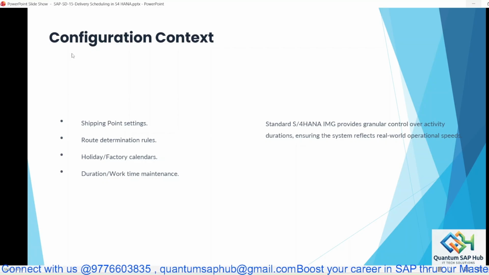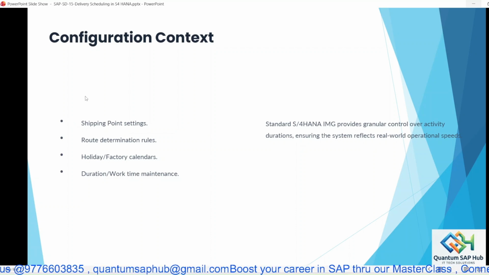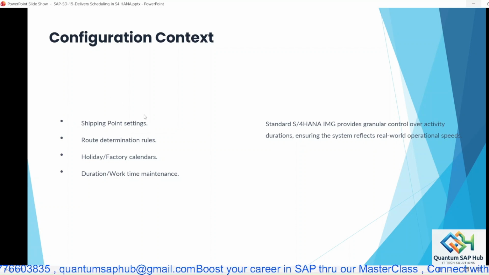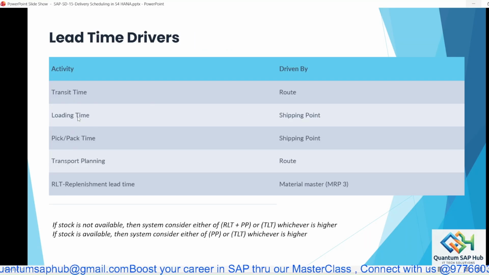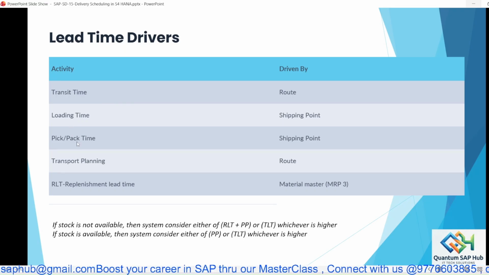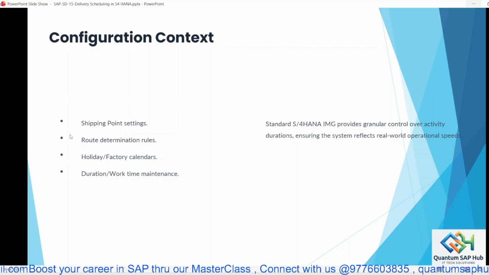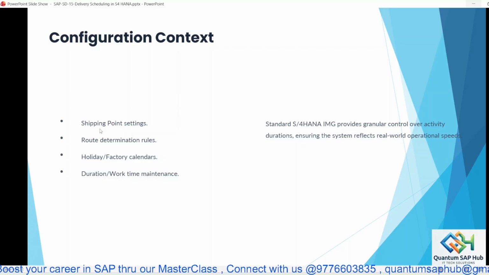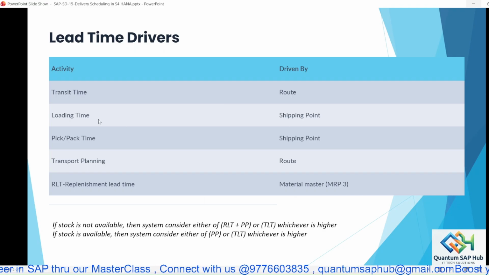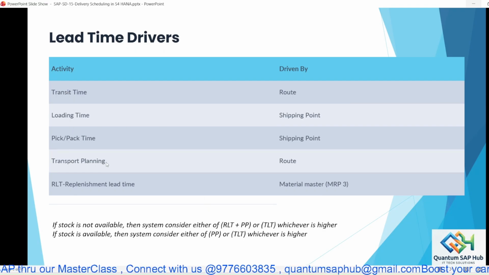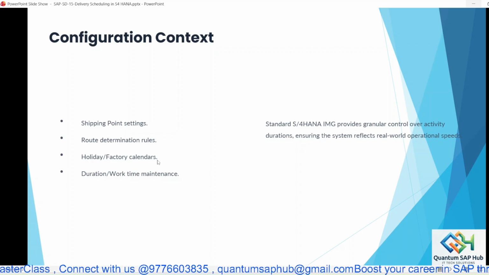Okay, what is the configuration context? Shipping point settings, where you will find two of the five parameters in shipping: loading time and pick pack time. Okay, receiving point settings and route determination rules. When you are maintaining the route determination rules, you maintain transit time and transportation lead time. Then holiday and factory calendars are also taken into consideration.